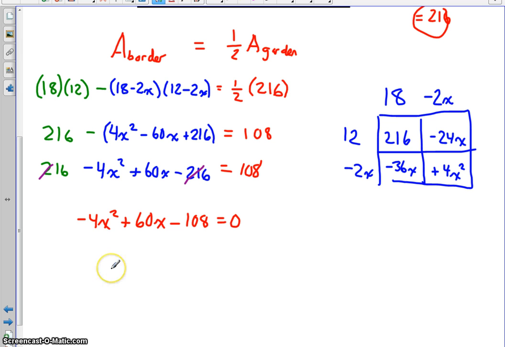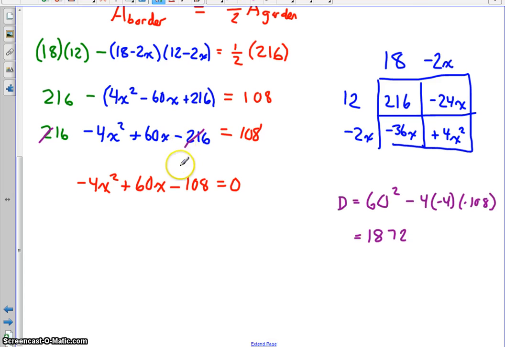So I have my quadratic equation in standard form, it's equal to 0 on the other side. So now I need to find the zeros either by factoring or using the quadratic formula. I'm going to see if the discriminant is a perfect square to see if it factors. So it's going to be 60 squared minus 4 times negative 4 times negative 108. b squared minus 4ac. So the discriminant is equal to 1,872, which I can check if it's a perfect square, and it is not a perfect square, so this does not factor.